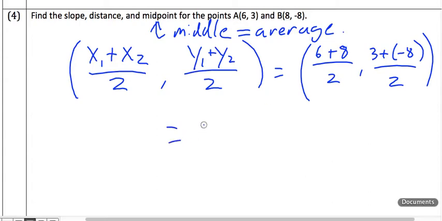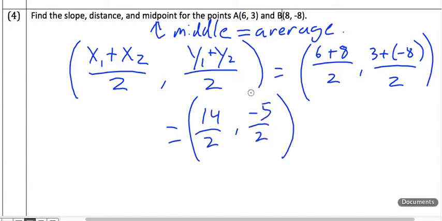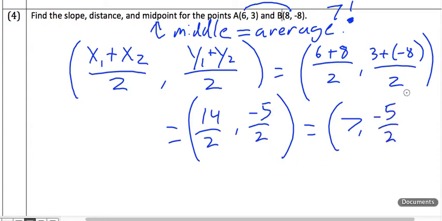Simplify this a little more. 6 plus 8 is 14 over 2. 3 plus negative 8 is negative 5 over 2. That cannot simplify, but that sure can. So 14 divided by 2 is 7, which is not a surprise. What is in the middle of 6 and 8? 7. What is in the middle of 3 and negative 8 is actually negative 5 halves, which is negative 2.5. But let's use the fraction form. It's a little more eloquent.